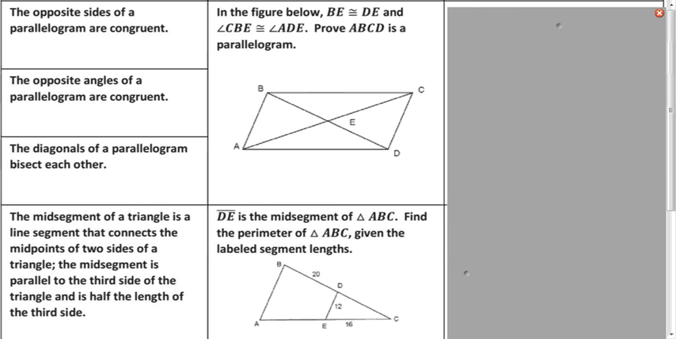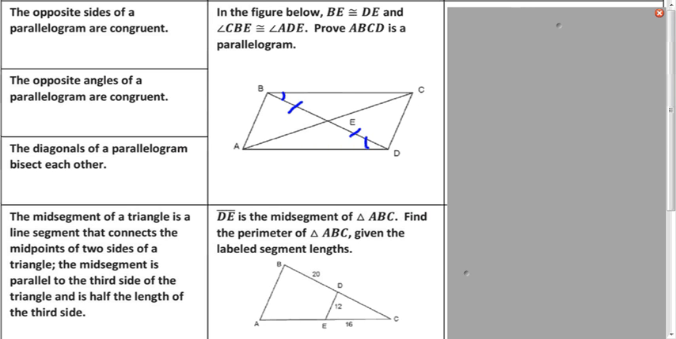Let's look at some properties of parallelograms and triangles that we learned. We want to prove that we have a parallelogram here. We know that BE is congruent to DE, and angle CBE is congruent to angle ADE. We know that in a parallelogram, opposite sides are congruent, opposite angles are congruent, and the diagonals bisect each other. So we should be thinking about those properties. Maybe one easy way to solve this is to use the first property, that opposite sides are congruent. So how can we prove that they're congruent?